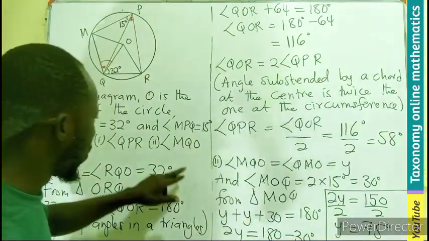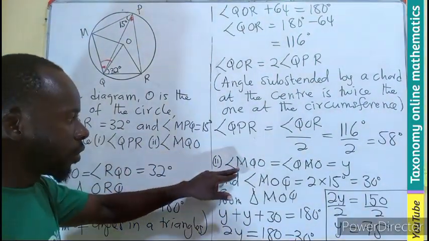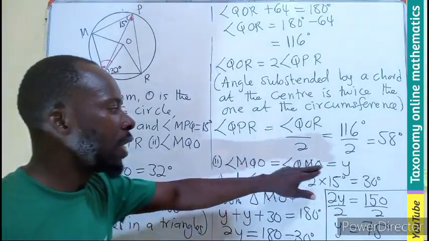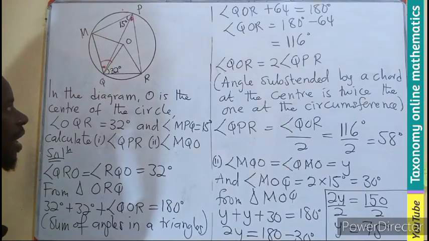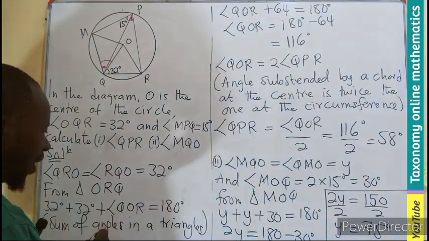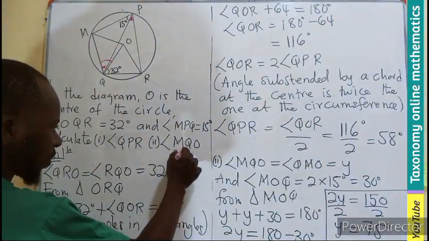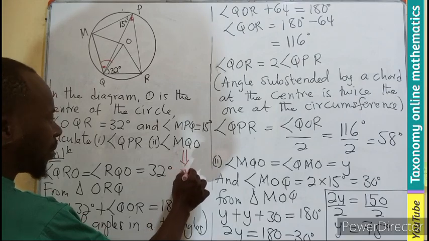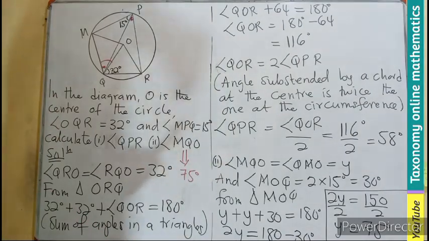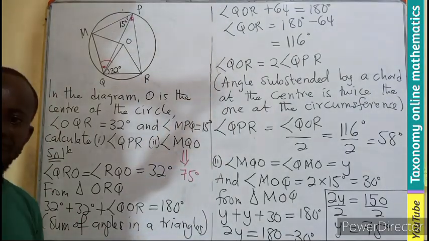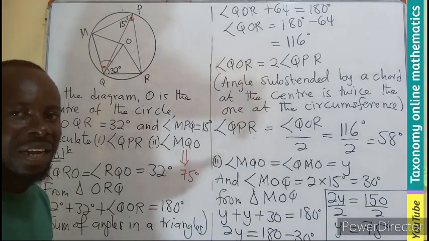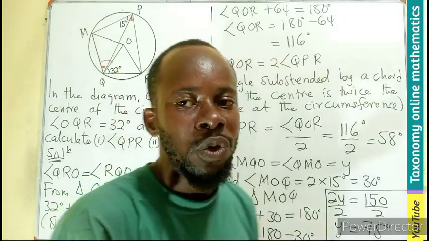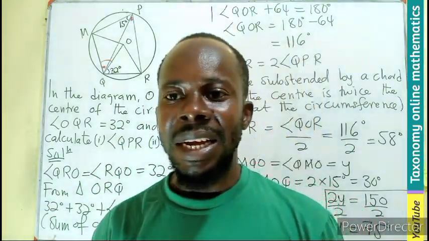Therefore, what we are looking for, MQO, is y. So this value is the same as 75. So we can say that this angle is nothing but 75 degrees. I believe the concept is clear: how we take the properties one after the other. After every property you state, then you apply the arithmetic.